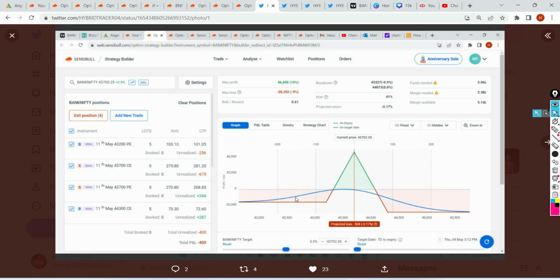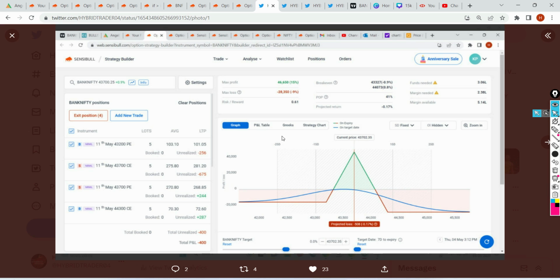Now you might be asking, if your view was bearish, why did you enter into an Ironfly? You could have gone for a PE debit spread, or naked put buying, and all those things, right? I said my view was bearish, but we cannot predict the market. The reason I deployed the Ironfly is that, in case my view goes wrong, I'll be able to manage.